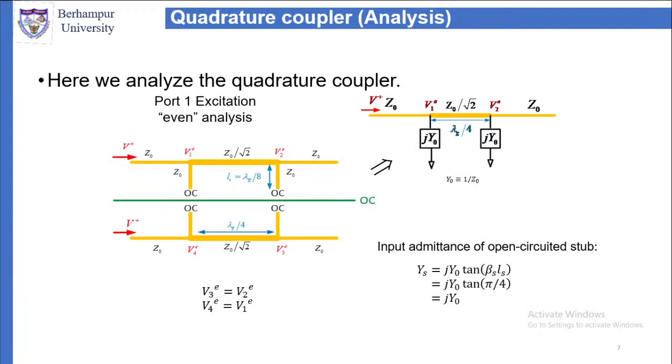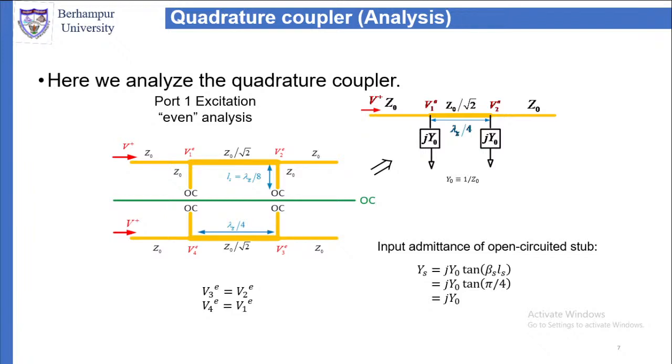Now let us do an analysis of the quadrature coupler. This analysis I expect you to extend to the rat race coupler. I will just give you hints about the rat race coupler later, and you will extend the same analysis there. Here we are going to analyze the quadrature coupler. Port 1 will be excited. A similar analysis you can do by exciting port 4. Either of the two ports can be excited. So port 1 is excited.